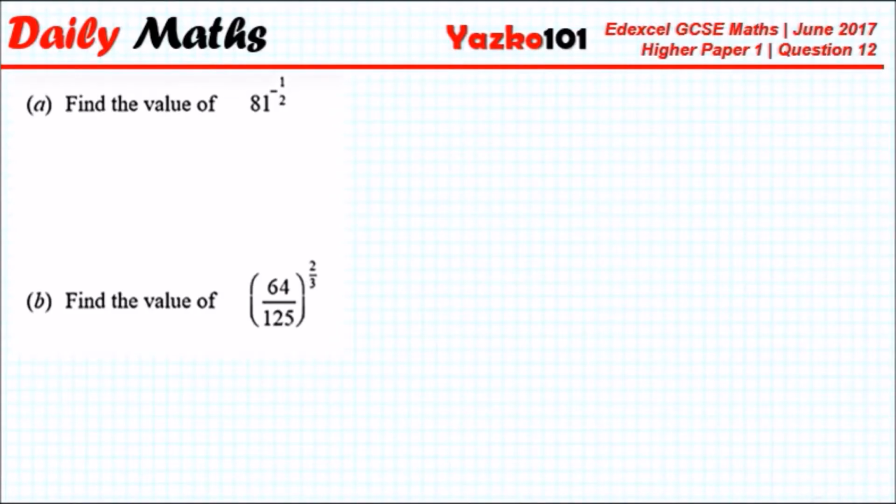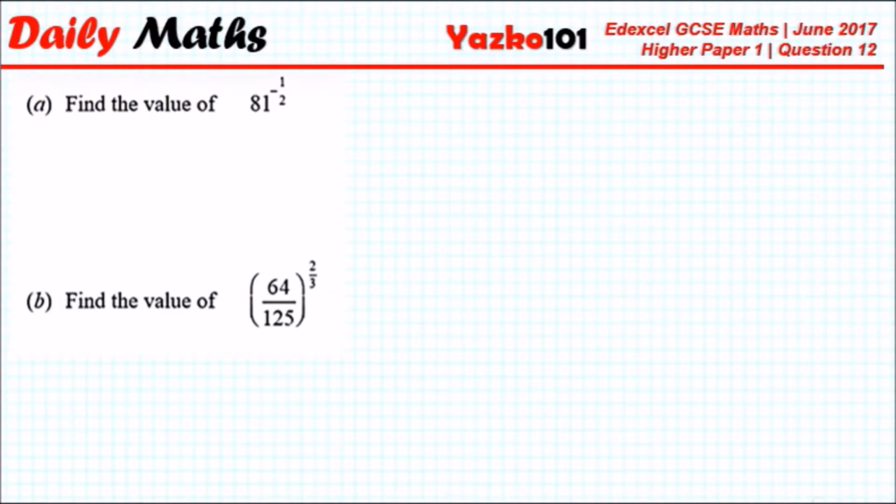So here we're working with powers and indices, okay? And I'm presented two problems which are quite fairly similar. The first one is to find the value of 81 to the power of negative half, okay? And the second one is find the value of this fraction to the power of 2/3. Now for the first problem, what do we do?